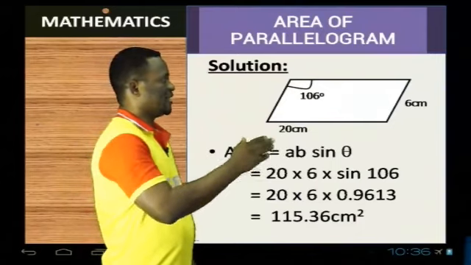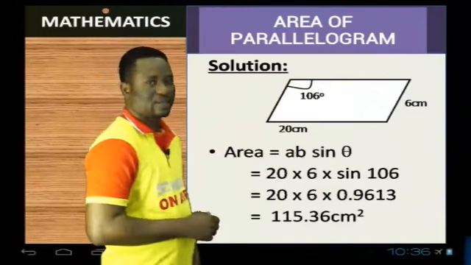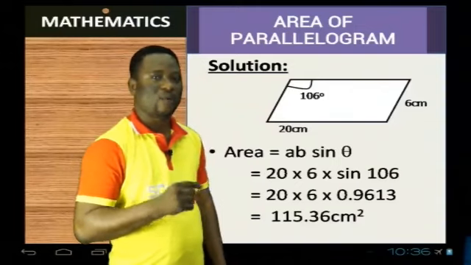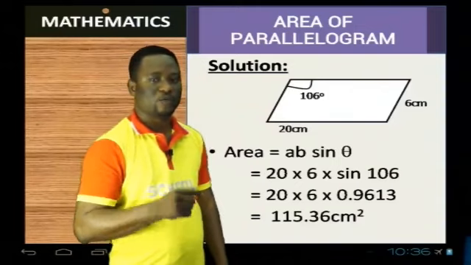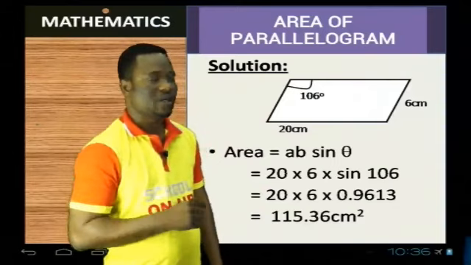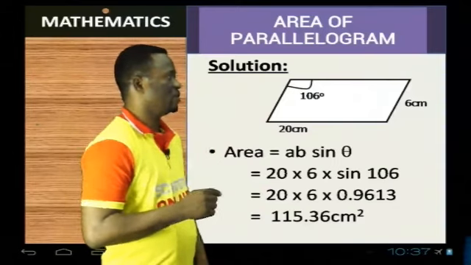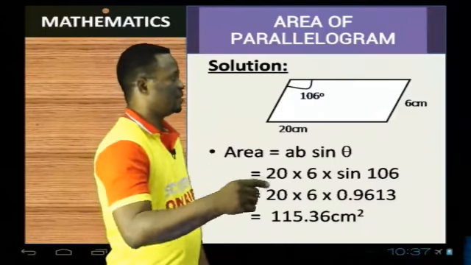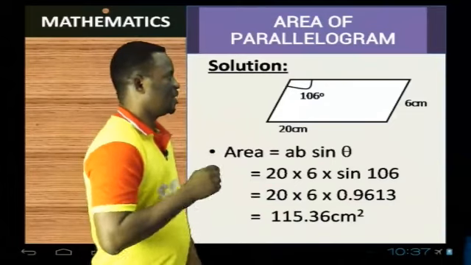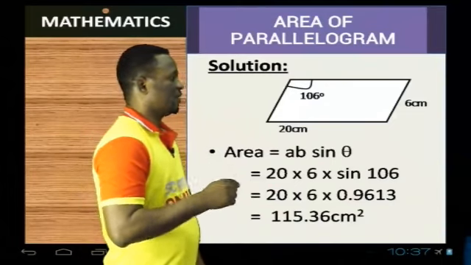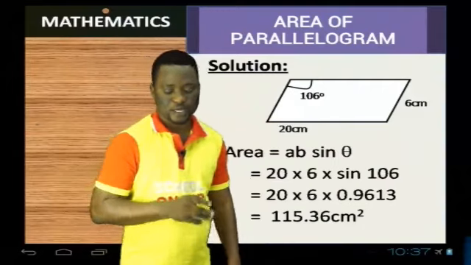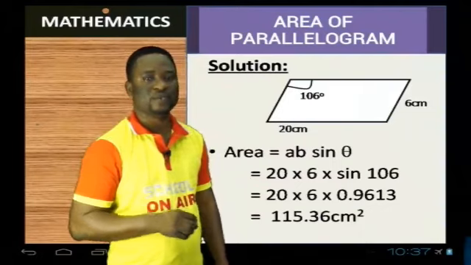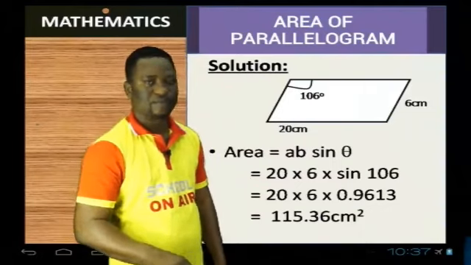Solution. The area is given as AB sine theta. So we have 20 times 6 times sine 106. How do we get sine 106? We get that one by saying sine of 180 minus 106, so we'll have sine 74. If you look at that one in the four-figure table, we will have 20 times 6 times 0.9613. And our final answer will be 115.36 centimeters squared. The unit is centimeter squared because the dimensions are given in centimeters.